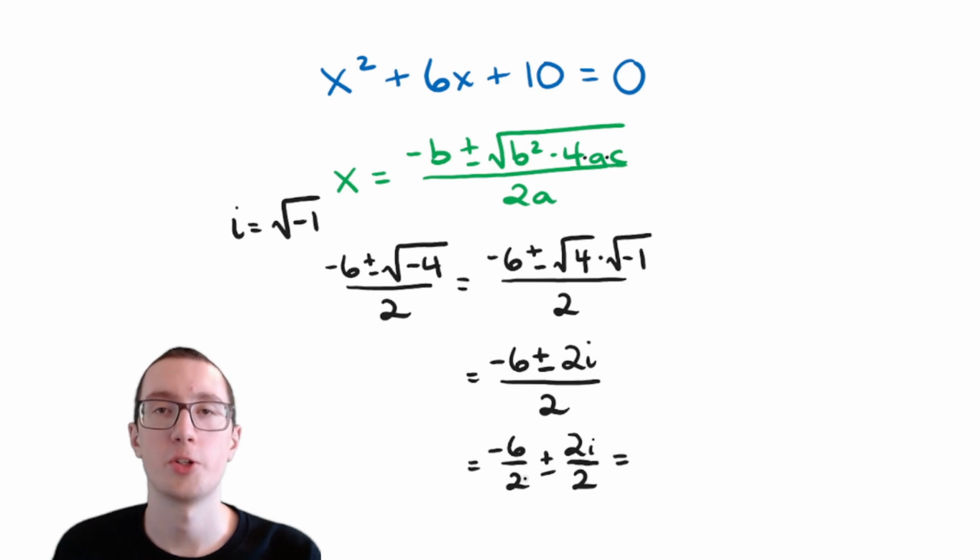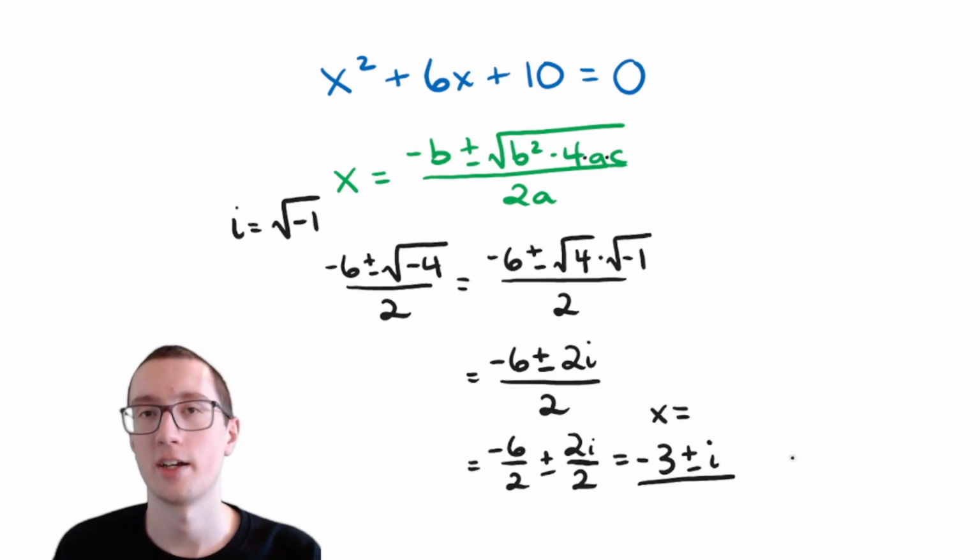So -6 over 2, 6 divided by 2 is 3, and we have one minus sign, so the minus sign carries over. So we have -3 plus or minus, and then 2i over 2. Well, 2 divided by 2 is 1, and then the i stays. So we have 1i, or in this case, the 1 isn't doing anything, so we just have i. So there you go. We have -3 plus or minus i. And you actually don't really have to split this up. You could just say that this is the answer. The answer is x equals -3 plus or minus i.